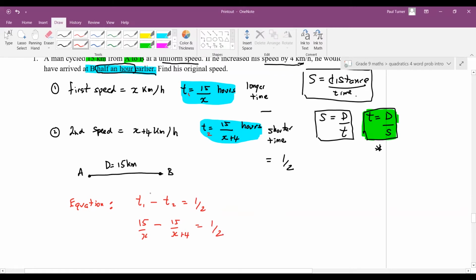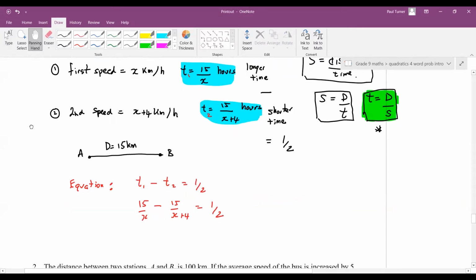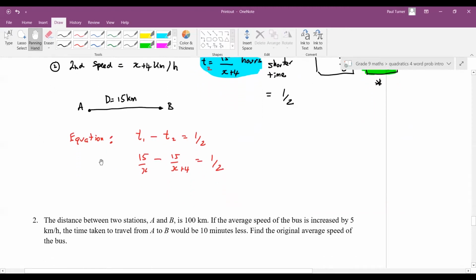So now you've got your equation, which is not in a nice form, is it? Because it's a fractional equation. So let's look at how to solve it. Just be careful about where you put these two numbers. This is the longer time minus the shorter time, which gives a positive number. If you get these the wrong way around, this would have to be negative. So the longer time minus the shorter time will give a positive number, half an hour earlier. Be careful you don't get these in the wrong position.